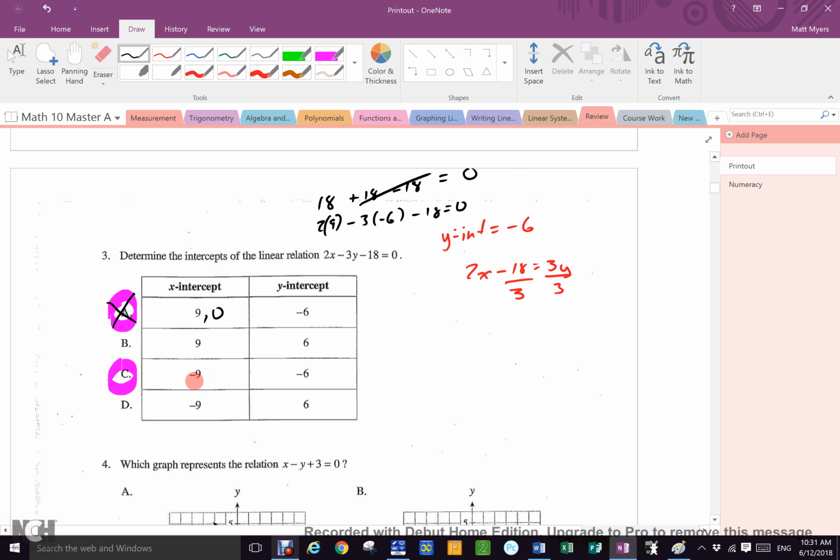No. Let's check here. 2 times negative 9 minus 3 times negative 6 minus 18 equals 0. What's 2 times negative 9? Negative 18. Negative 3 times that? Positive 18. Minus 18 equals? Did that work? Yeah, but it's still negative 18. That goes away. Now negative 18 equals 0. So did that one work? No. So what's going on?